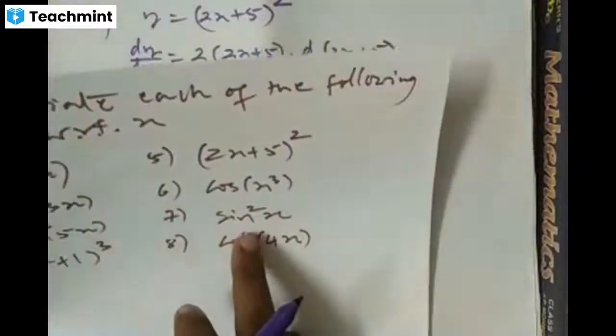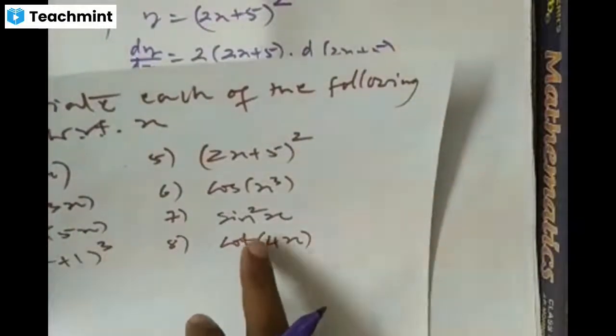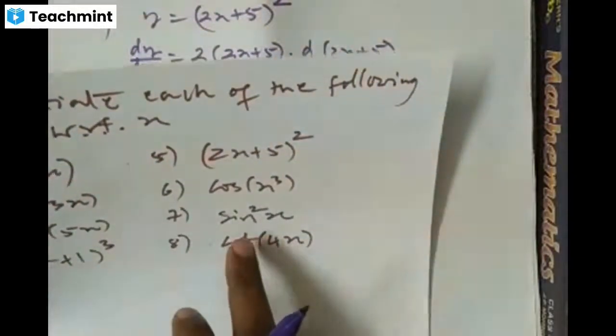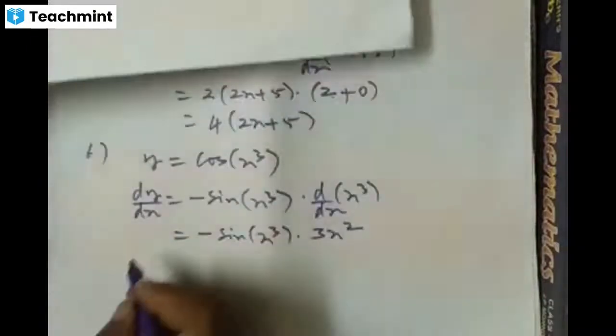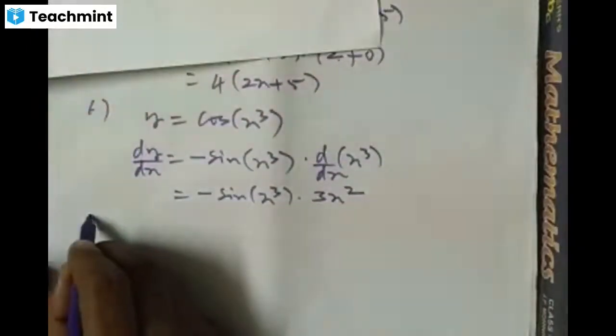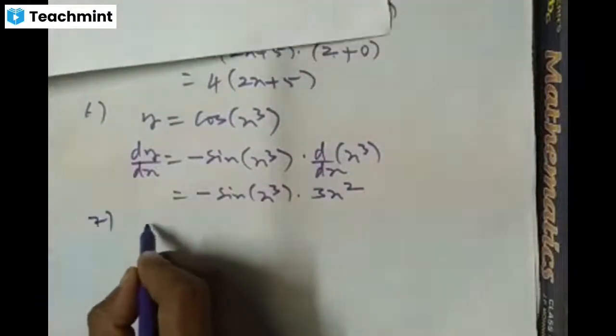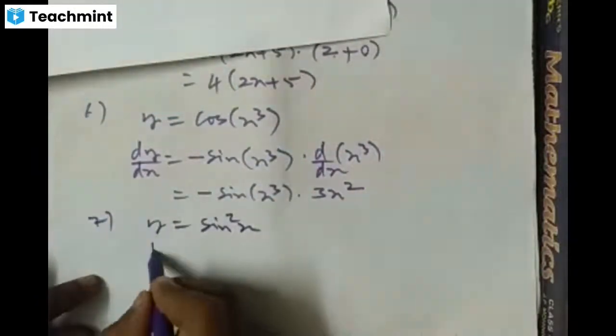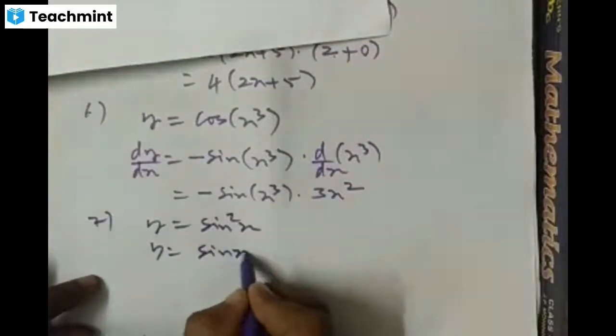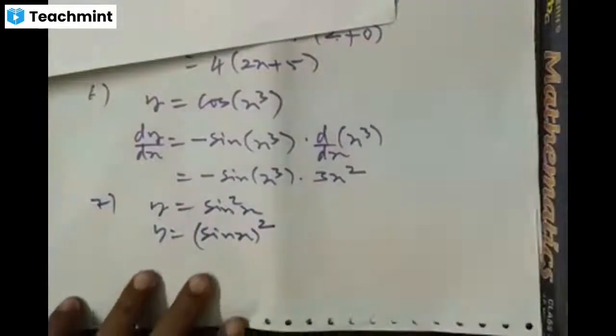Okay. Next, seventh one, sin square x. Sin square x is actually (sin x) whole square. The given function is sin square x. Sin square x is nothing but (sin x) whole square.